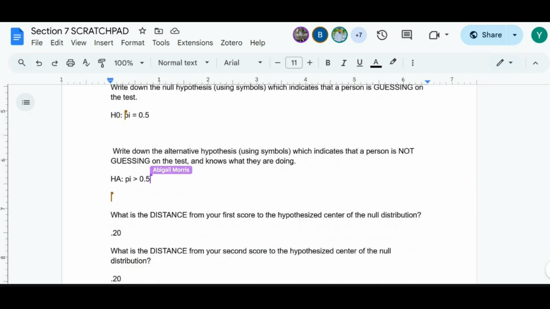Well, this is really good. I didn't even have to go to the picture. I will now, though. What is the distance from your score to the hypothesized middle score? What am I asking for?